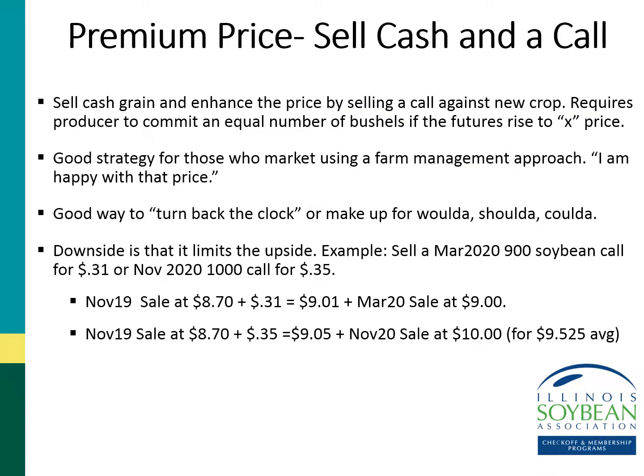Now that we have probably made your head spin off and go into orbit with these last two strategies, let's take one look at one that's a bit more straightforward. The premium price, where we sell cash and also sell a call above the market. And of course, this is how premium price contracts are constructed by grain merchandisers as well. So we're going to sell cash grain and then pick a strike price above the current market, sell that call, add that premium to our sale, and then commit additional bushels should the market rally to that strike price.